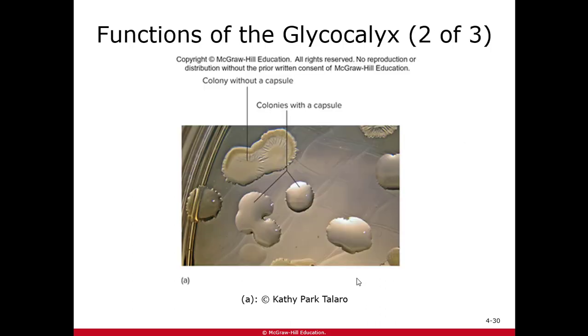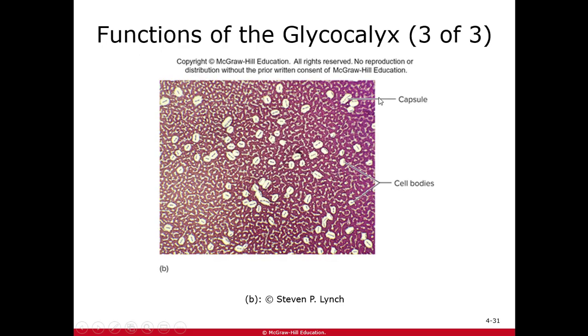These are just showing some of the colonies of bacteria that have capsules. They stay in their little area. This is showing individual bacteria. It's a specific type of stain we do in our virtual labs. You'll do some of these staining, but if a bacteria has a capsule, you can actually see the capsule. It's a type of stain that the capsule won't pick up the stain.